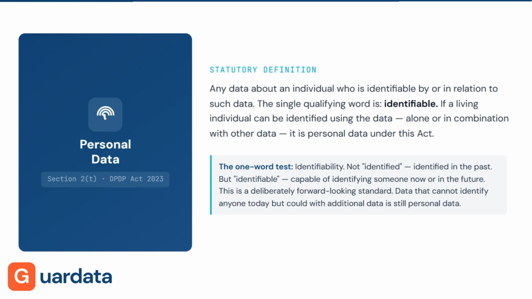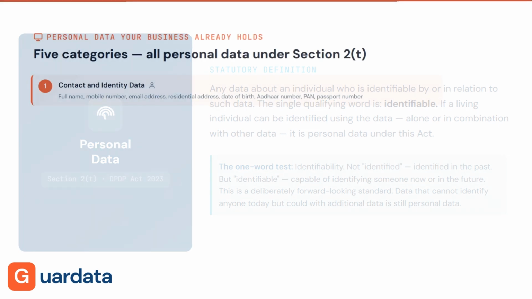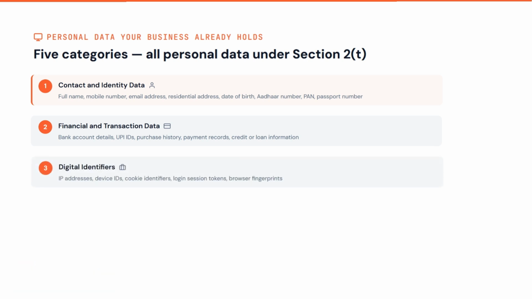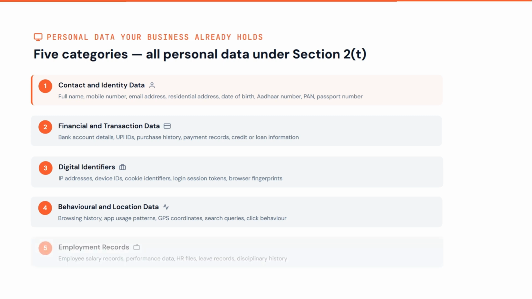5 categories. Most businesses hold all 5. 1. Contact and identity data: names, phone numbers, email addresses, Aadhaar numbers, PAN. 2. Financial and transaction data: purchase history, payment records, bank account details. 3. Digital identifiers: IP addresses, device IDs, cookie identifiers. 4. Behavioral and location data: browsing history, GPS coordinates, app usage patterns. 5. Employment records: salary data, performance files, HR records.